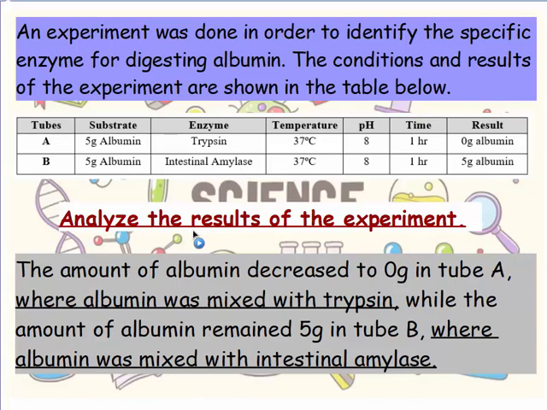Now here we are not asked to give the conclusion, but if you want to conclude the enzyme specific for albumin, which one is it? Of course, it is trypsin because it changed the mass. We see that albumin, if we can say, disappeared or was digested or transformed by trypsin, but wasn't transformed by intestinal amylase.